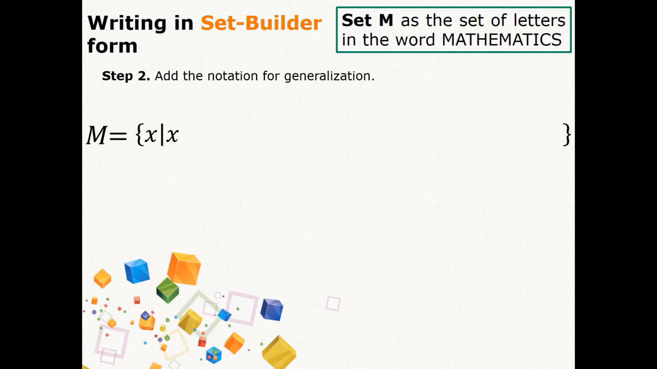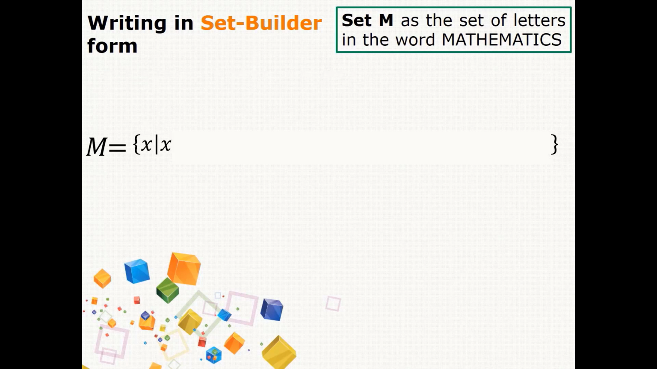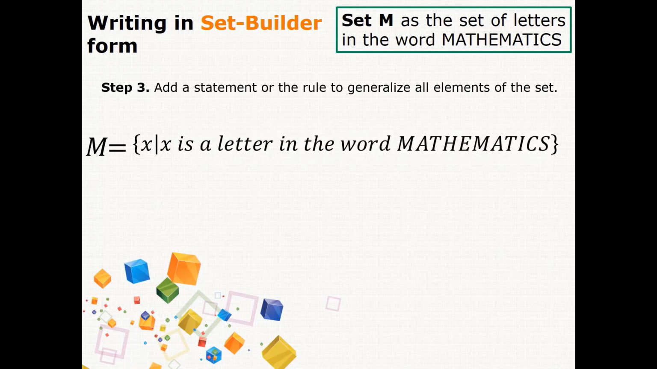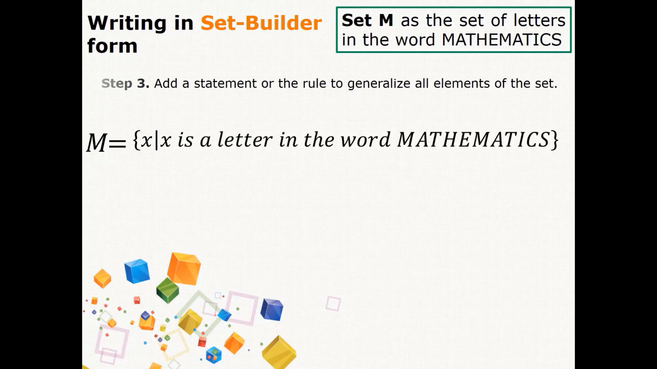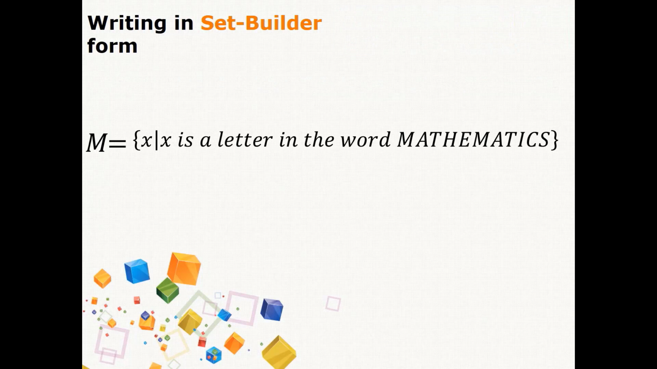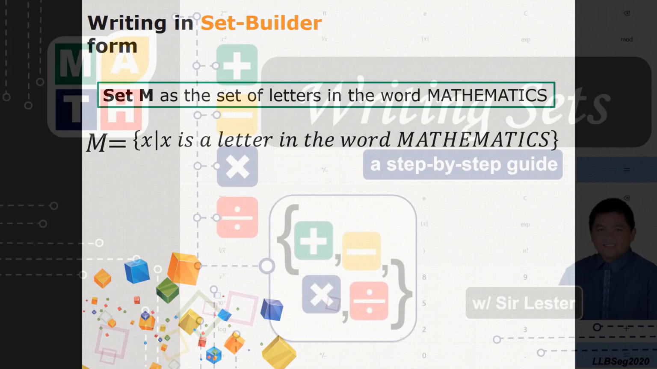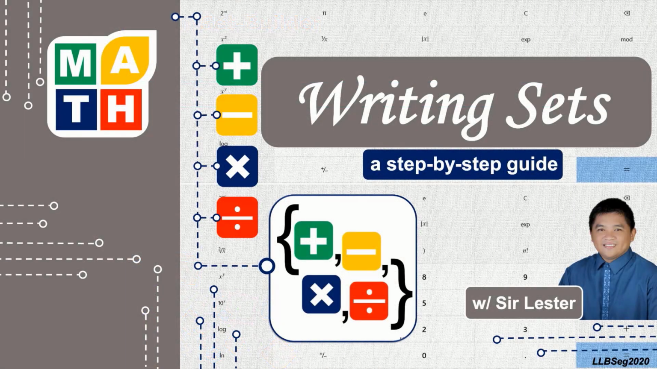Basically, it is actually this form, or we can read it as x such that x. And then, we just simply need to add a statement or a rule to generalize all elements. Since set M is a set of letters in the word mathematics, the general form is a letter in the word mathematics. This is its set builder form. These are the basics in writing sets.